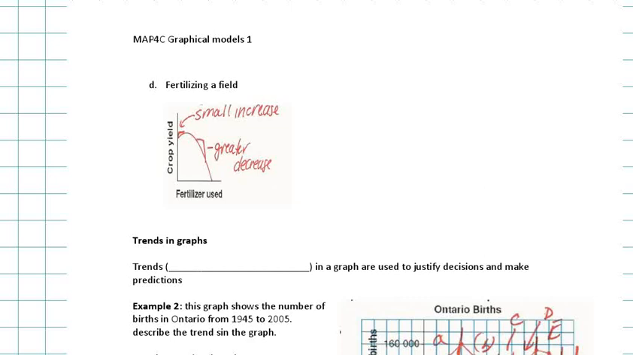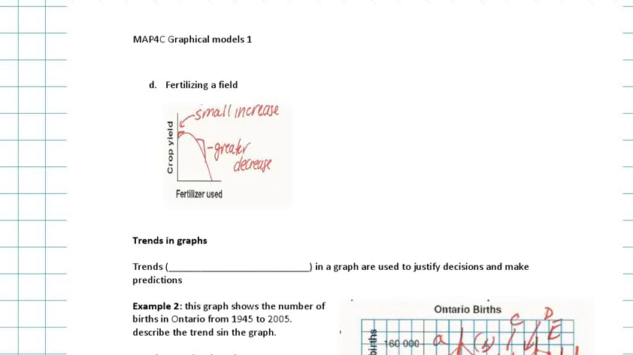So the next graph that we have, it's the fertilizing in the field. So what we have is how much fertilizer is used versus how much crop I have. Okay? Any of you have planted before? Have you used fertilizers before? Okay. So you put fertilizers.